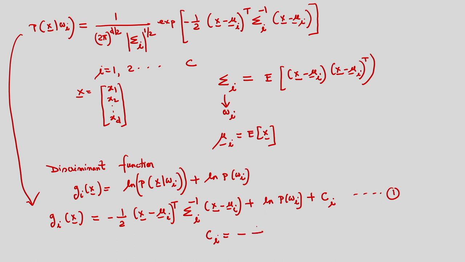It is nothing but d by 2 ln 2 pi minus 1 by 2 ln of the determinant of the covariance matrix. So this is c i. We can find the expression for the discriminant function, you can see. From the expression for the class conditional density, we can determine the discriminant function. Let us move to the next slide.